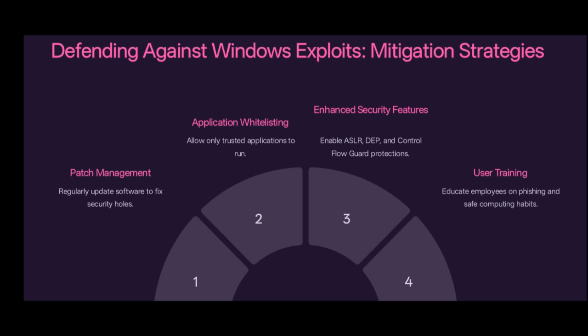5.3 Zerologon, CVE-2020-1472. Exploit: privilege escalation via Netlogon flaw. Mitigation: patch domain controllers, monitor for anomalous Netlogon traffic.